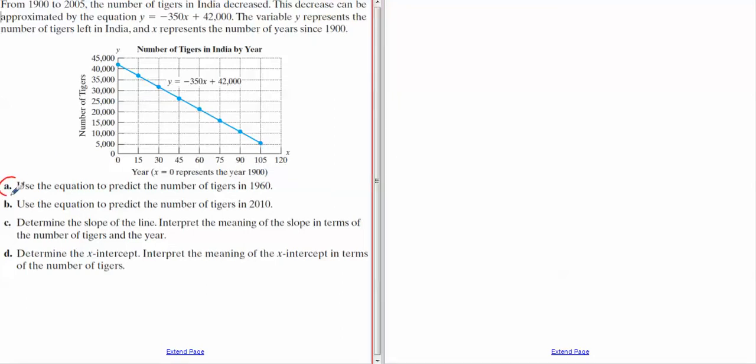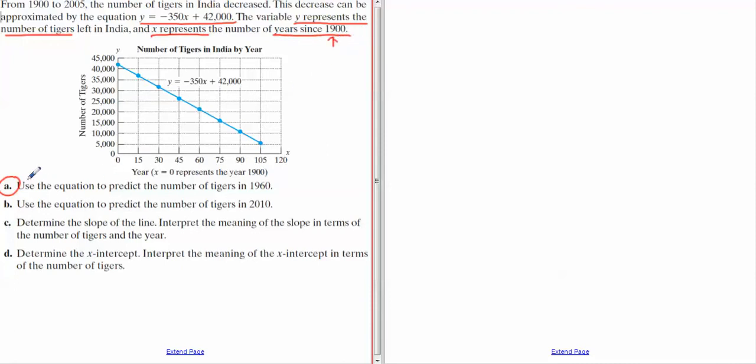So I'm going to go to question A. So here's our setup. Here's our linear equation in two unknowns. And by the way, y represents the number of tigers, and x represents the number of years since 1900. It's important to note that that's since 1900.